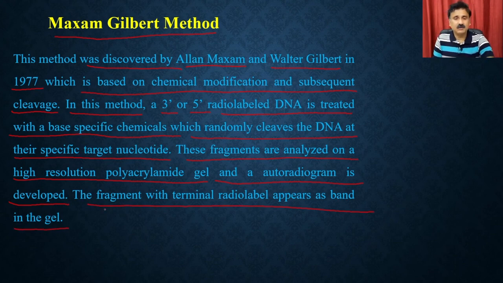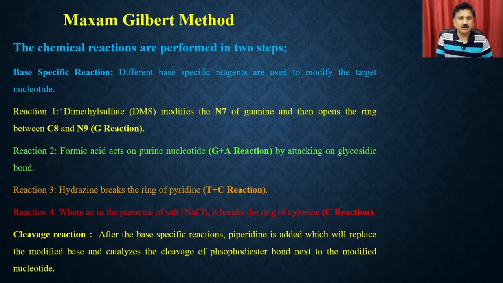So what you're going to do is the reactions for A, T, G and C. These are the four reactions you are going to do, right? In reaction number one, you add dimethyl sulfate or DMS, and that modifies the N7 of the guanine. So that is called the G reaction. Similarly, in reaction two, you have formic acid, which attacks the purine nucleotides, so it is called the G plus A reaction.